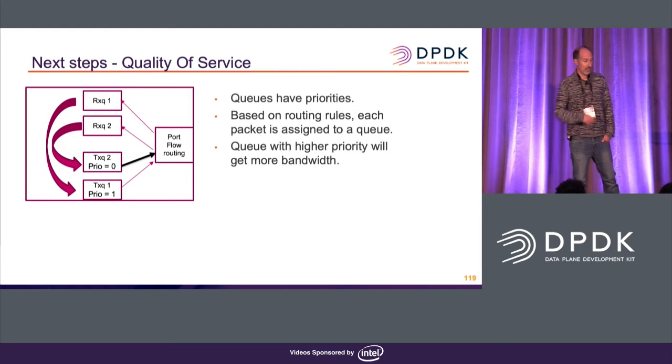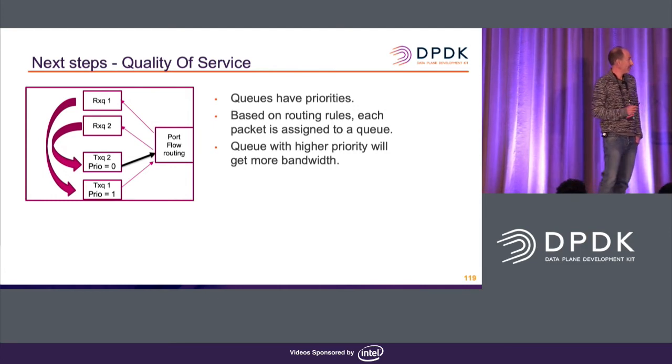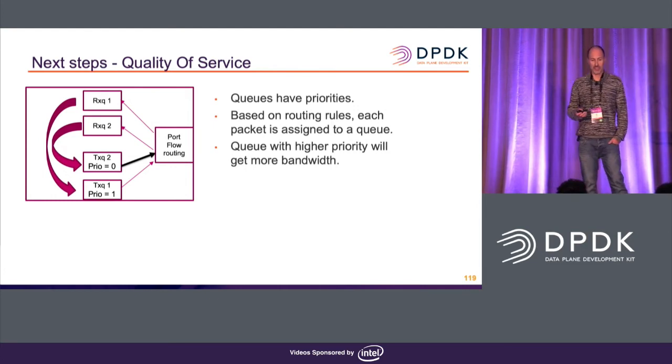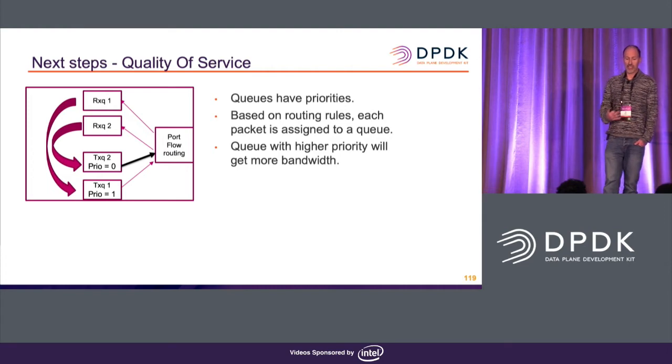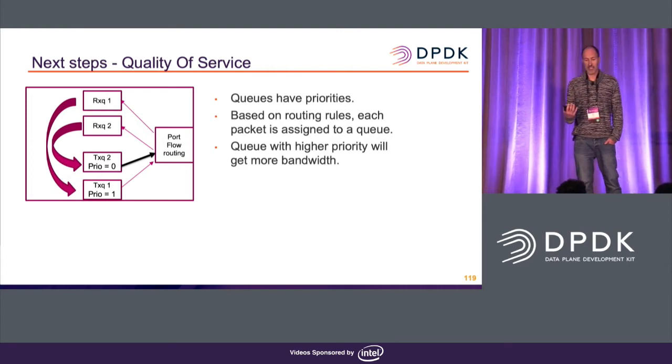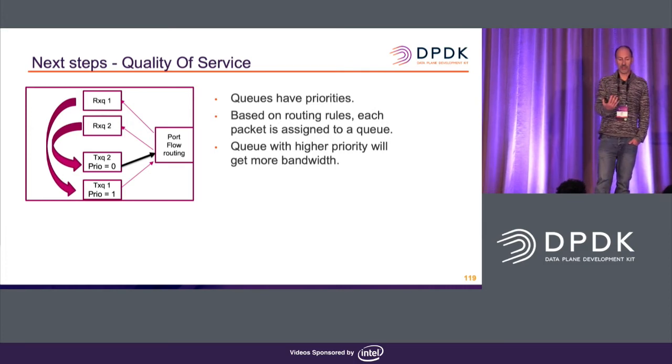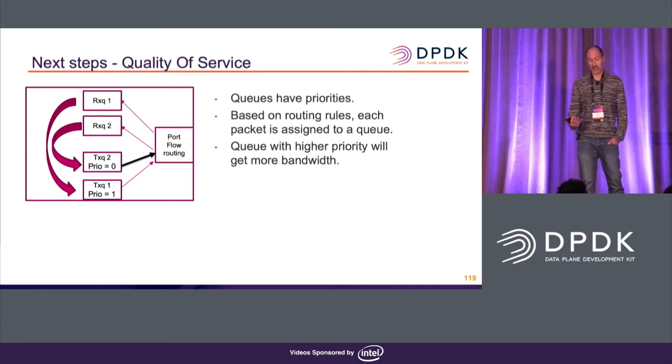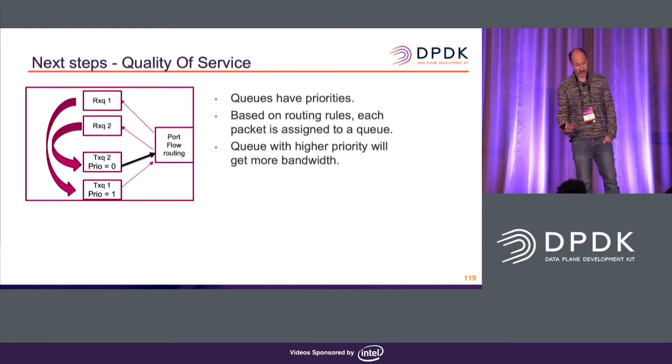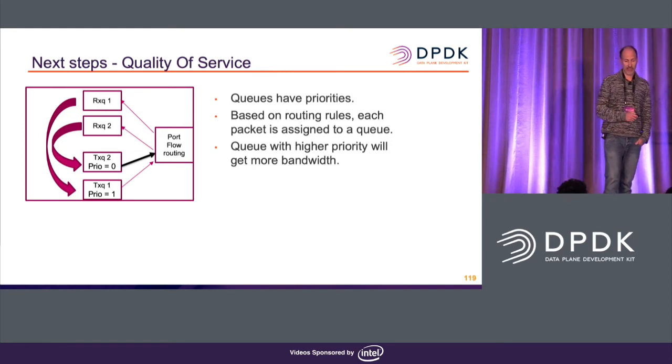Okay. What are the next steps? The next steps are, first of all, quality of service. Queues will be able to have priorities, and based on the routing, we can set that high priority traffic will go to a specific queue, and then it will get more bandwidth or less bandwidth, according to the traffic.